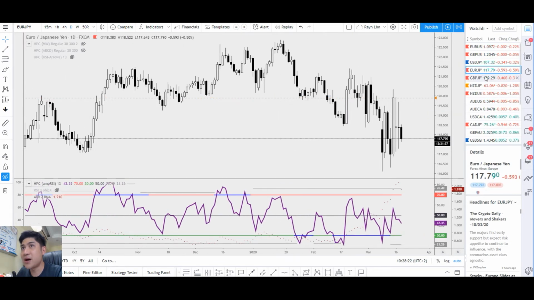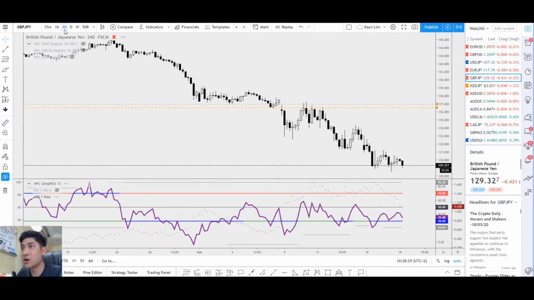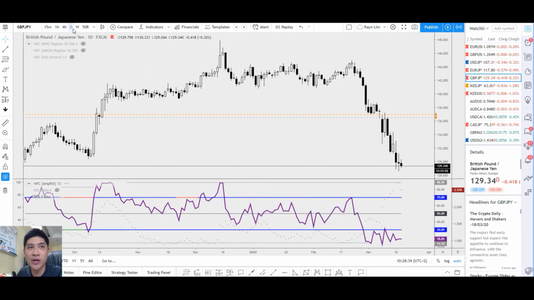To the next pair, Pound Yen. Daily chart, bearish movement as well. To the 4-hour chart, bearish movement. 1-hour chart, bearish movement as well. Alright, so just before you thought that all pairs are going down, that's not the case, okay?